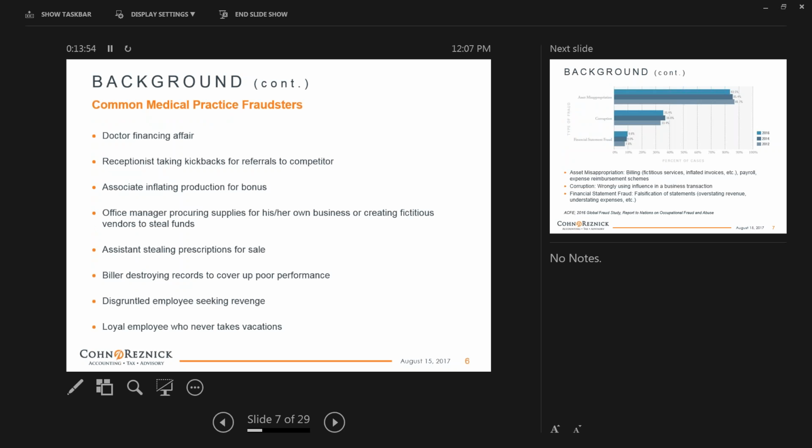Yeah, and Vinny, there are some typical examples on the screen right now of different types of fraud we've seen in medical practices. It ranges across the board. It could be a doctor financing an extramarital affair or some other vice, a gambling habit. We've seen that before. The second item on the list, this is a very real case that happened to one of my clients a couple of years ago.